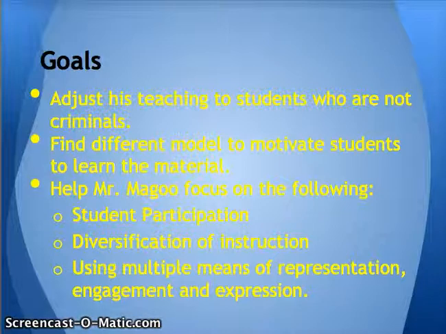Mr. Magoo is now working with small children and can no longer rely on the lecture model for all of his instruction. The main goal for him is to use student participation, diversification of instruction, and multiple means of representation, engagement, and expression. This is an appropriate goal because, as an elementary school teacher, he needs to be able to do these things to help his class achieve the learning outcomes. Since he was trained to do this in the first place, before his years of teaching in prison, it is not unreasonable that, with some effort, he should be able to tap into that past knowledge and use it for his current situation. Mr. Magoo needs to be able to effectively teach his students.